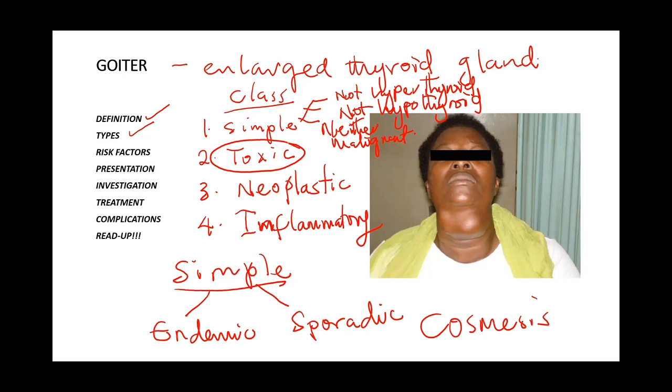So these are toxic goiters, and you should know there are types of thyrotoxicosis, the primary thyrotoxicosis and the secondary thyrotoxicosis. We have a lecture that talks about that in detail. You can scroll down through our previous lectures on goiter and watch the detail of that discussion.